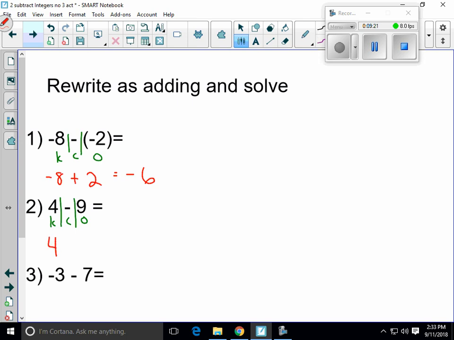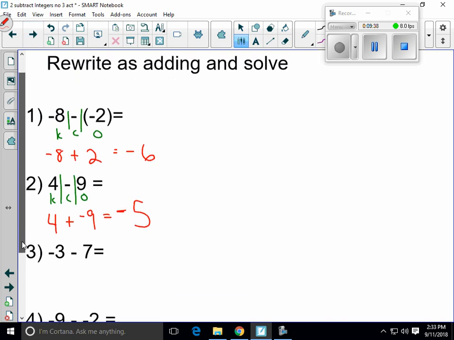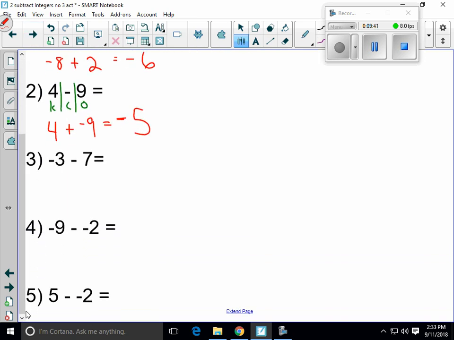Keep. Change. The opposite of a 9 is a -9. I have $4 plus I owe 9. When I pay my 4, I'm still going to owe them 5. Keep, change, opposite. So keep the -3 the same, change the minus into plus. The opposite of 7 is -7. I owe 3 plus I owe 7. Together I'm going to owe 10.